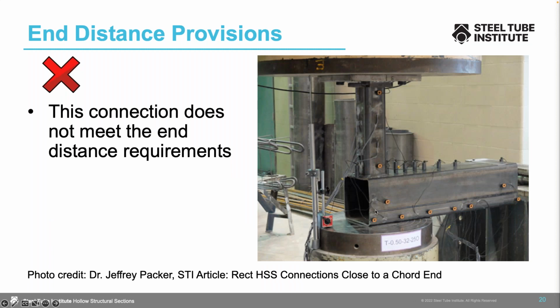So our main member, the cord, is our horizontal member here, and then we have our branch member framing into that. And you can see how close it is to the end of the main cord member. This connection would not meet the end distance requirements. So in this particular instance, you would need to reduce your capacity by 50%. Or if you did add a cap plate to seal off the end of that tube, you would not need to apply your 50% reduction.